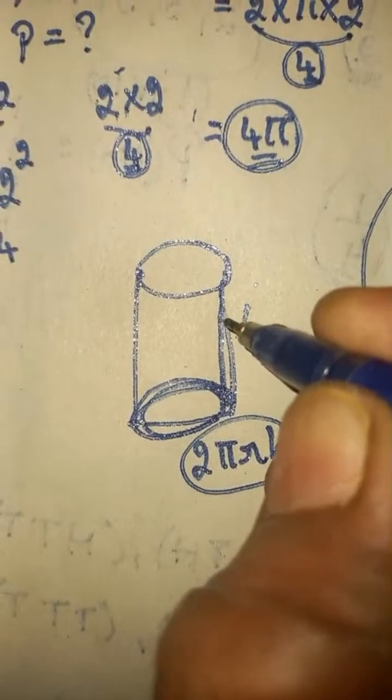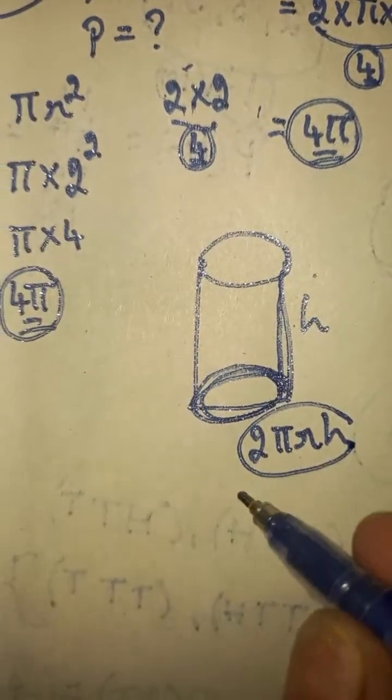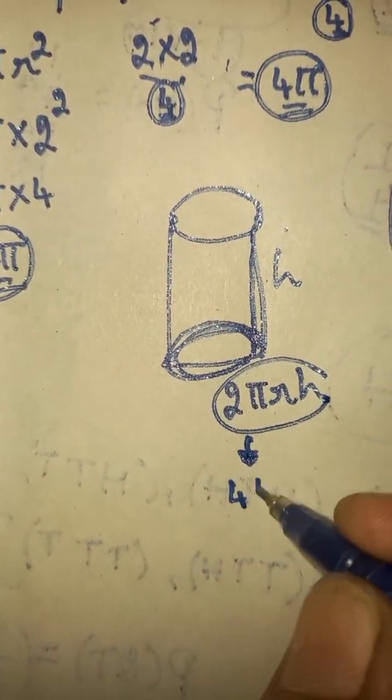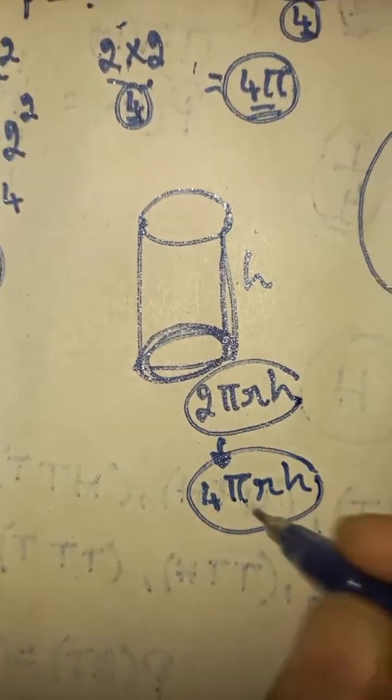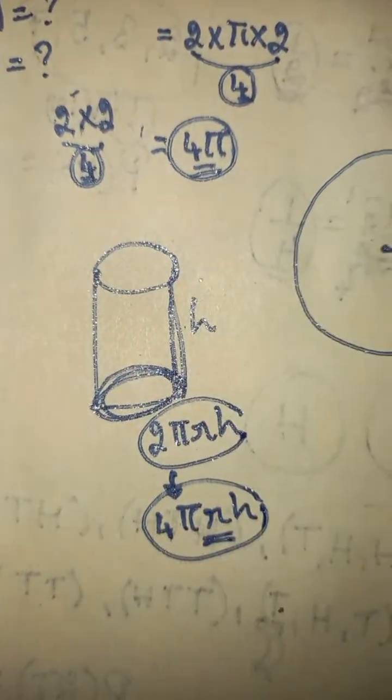And there is one outer surface, one inner surface, so it becomes 4 pi rh. That is the total surface area of the hollow cylinder.